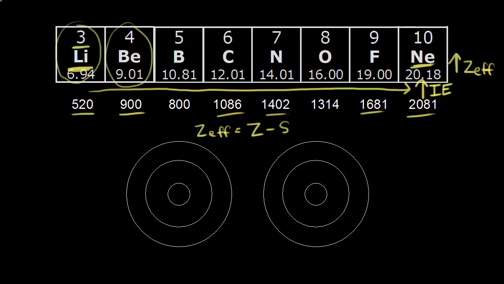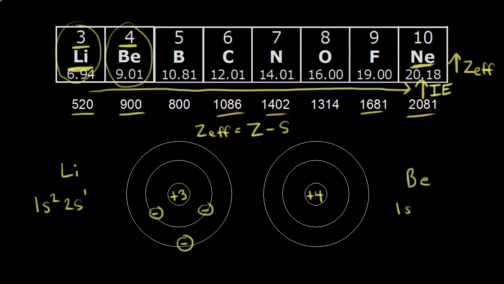Lithium has atomic number 3, so 3 protons in the nucleus, so a positive 3 charge. And lithium's electron configuration, we know, is 1s2, 2s1. So 2 electrons in our 1s orbital, and 1 electron in the 2s orbital. Beryllium has 1 more proton and 1 more electron. So 1 more proton in the nucleus, so a plus 4 charge. And for beryllium, the electron configuration is 1s2, 2s2. So 2 electrons in the 1s orbital, and then 2 electrons in the 2s orbital.